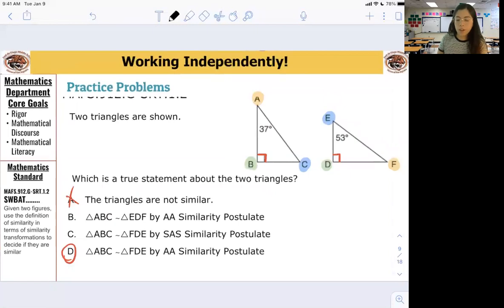Good. And we know we can fill in those values because they have to add up to 180, right? So 90 plus 37 gave me, what does that give you? 127. And then 180 minus 127 gives me 53. So I knew that this was 53, and then this is 37, if you do the same math. So once you fill in that missing angle, you know that they're definitely similar.